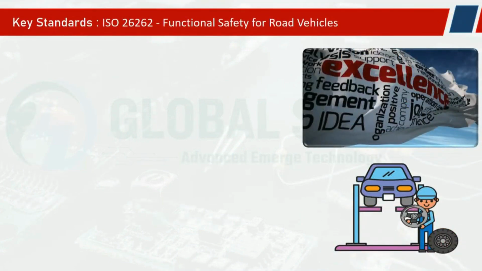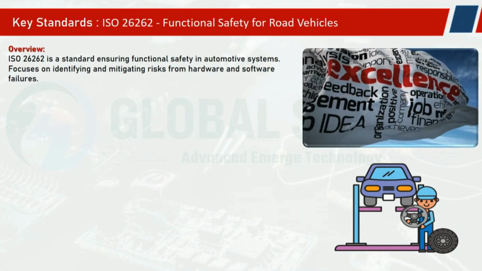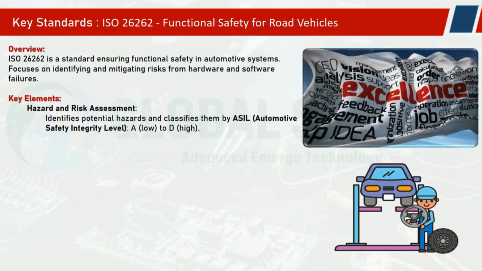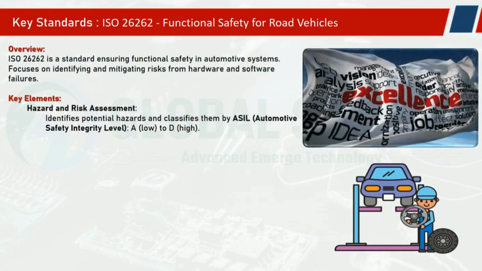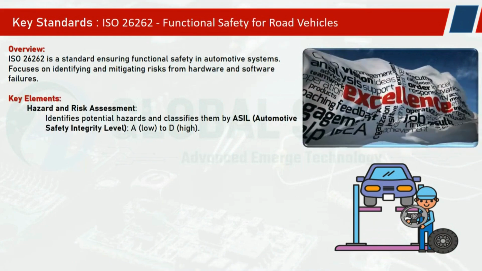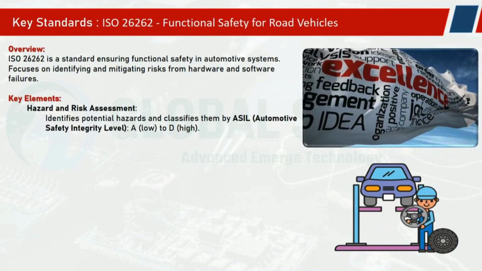What are the key points of ISO 26262, functional safety for road vehicles? The overview: the standard ensures functional safety in automotive systems, focusing on identifying and mitigating the risk from hardware and software failures. Key elements involved here: the hazard and risk assessment. It identifies the potential hazards and classifies them by hazard level from A to D. It means A is low and D is high.